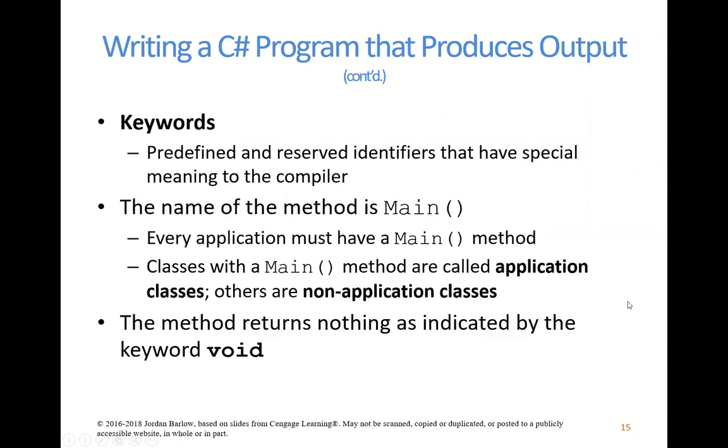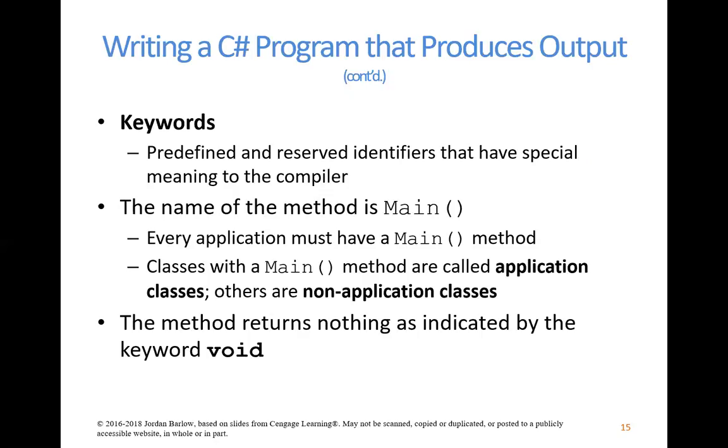Okay, I've already talked about the information on this screen. Mostly, C# has certain keywords, special words that are reserved that have special meaning. So for example, the word class has a certain meaning. That's a C# keyword. The name of the method that we wrote is main, and every application must have a main method. Classes that have a main method in the class are called application classes, and others are called non-application classes. So the hello world program that we wrote is an application class because it has the main method in it.